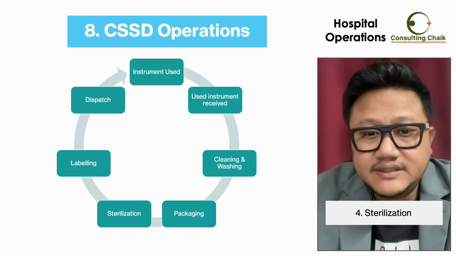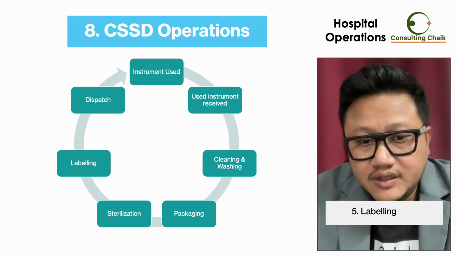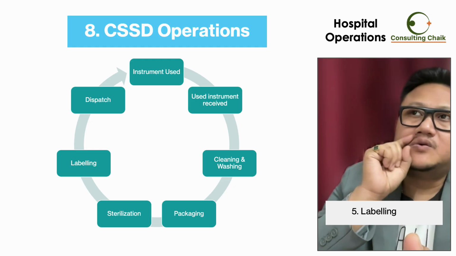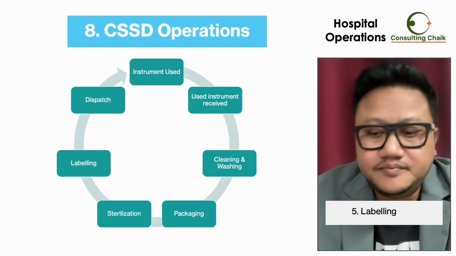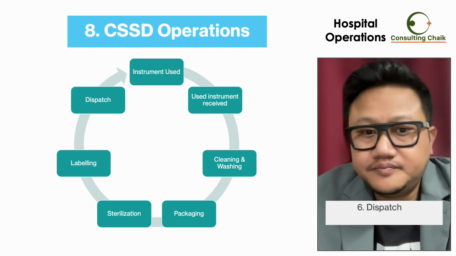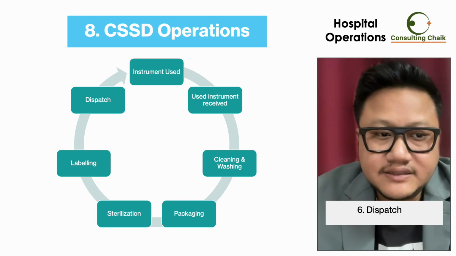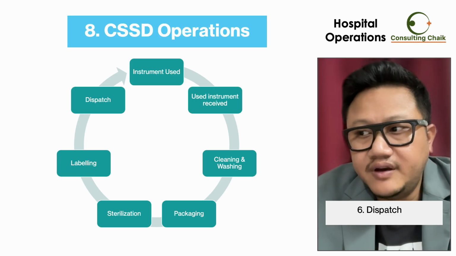Once the sterilization is over, you have to label with the batch number. The batch number has to be unique. Then after labeling, you have to store it. Then it is dispatched to different areas.